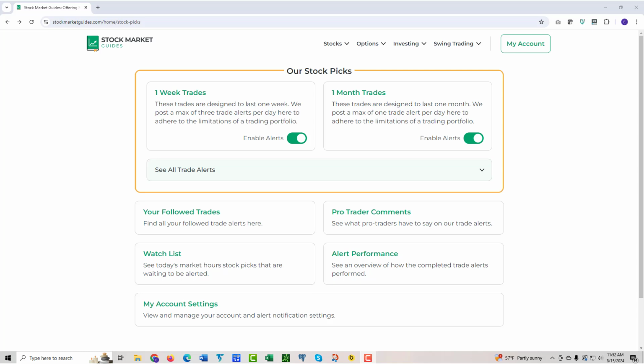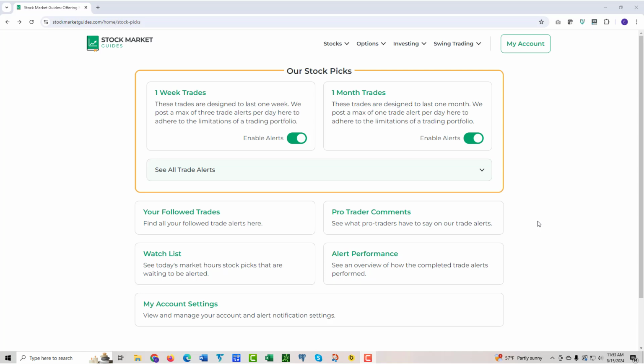On my screen here is the web page for our stock picking service. Now the page for the option picking service is basically the same in terms of layout, in terms of features. It's just that it's for options. So when I go through this video, what I say basically applies to both of the different services. It's the same concept.